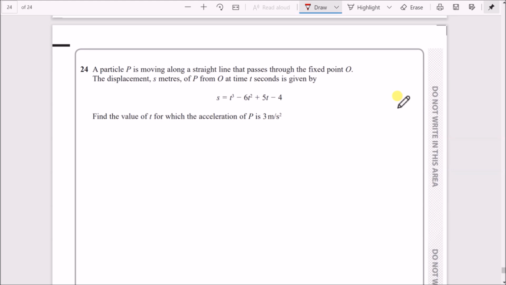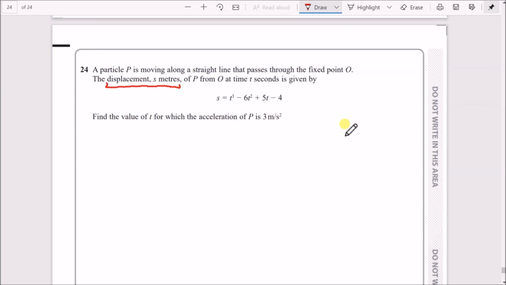So a particle P is moving along a straight line that passes through a fixed point O. The displacement S, so displacement is pretty much a vector form of distance, like how far you travel from a certain point, of P from O at time t is given by the following equation. So S is your displacement, T is your time. Find the value of T for which the acceleration of P is 3 meters per second.